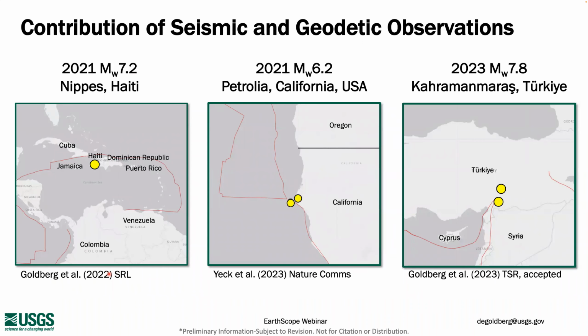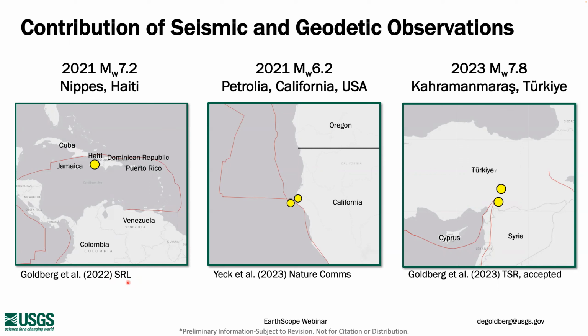So for the rest of this talk, I'm going to focus on 3 examples where the addition of local data has been useful in the last couple of years. So first, I'll talk about the 2021 magnitude 7.2 earthquake in Haiti. And for more details, this work has been published in a paper in SRL last year.